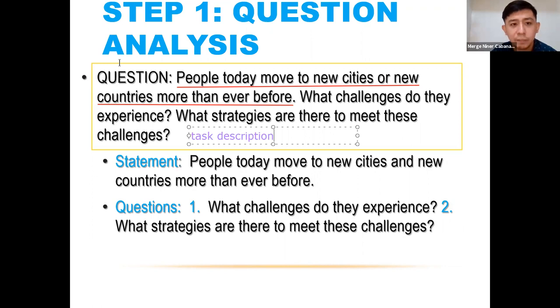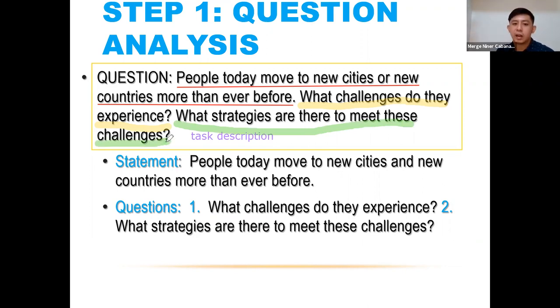Now, what I noticed here is that there's no, do you agree or disagree, right? You don't notice something like that. I don't see do you agree or disagree. What I'm seeing right here is, what challenges do they experience? And then I have another: what strategies are there to meet these challenges? That's what I saw. There's no discuss both views, no do you agree or disagree, no do you think the advantages outweigh the disadvantages. What I see here are direct questions to me.